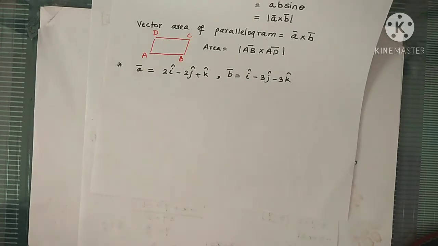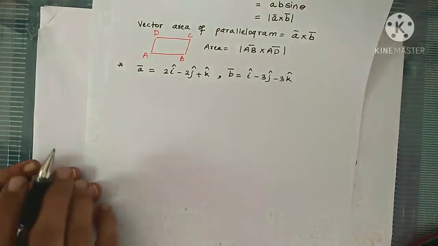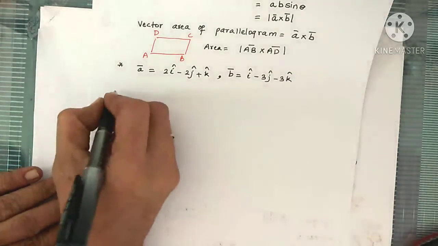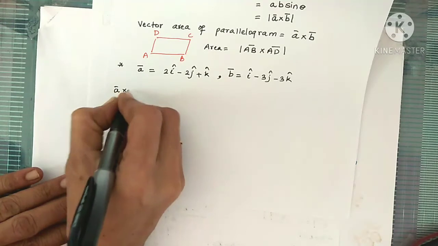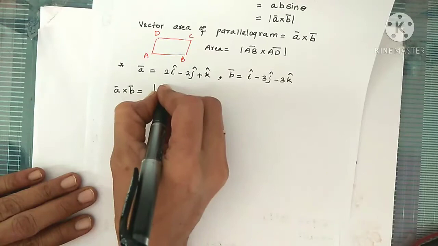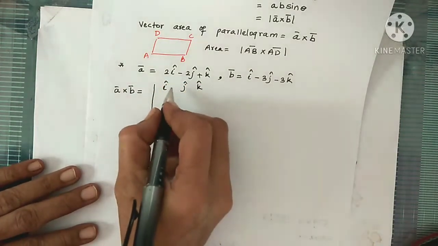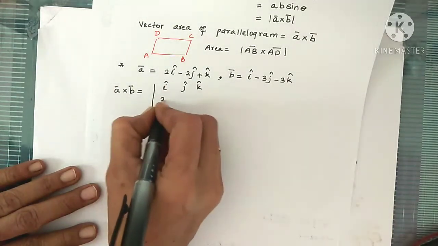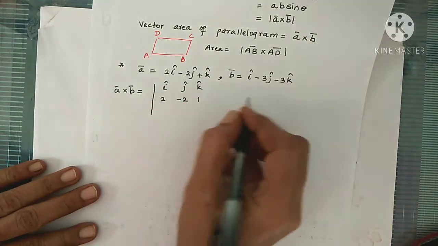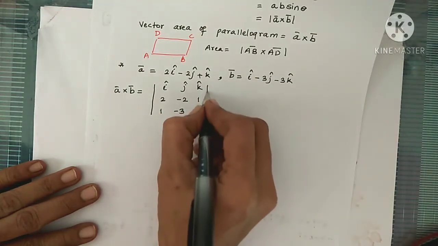Let's solve this question where the adjacent sides of the parallelogram are given, A bar and B bar, and the question is to find the area. We have just seen that area of the parallelogram is modulus of A bar cross B bar. So first we need A bar cross B bar. Now cross product is a determinant. First row is i cap, j cap and k cap. Second row coefficients of A bar, which are 2, -2 and 1. Then coefficients of B bar, 1, -3, -3.